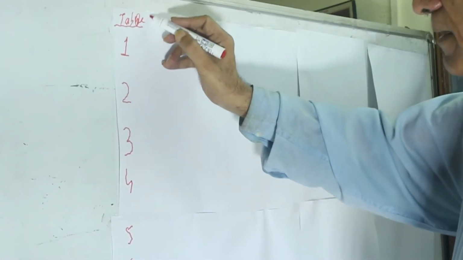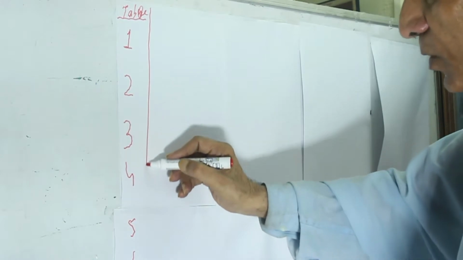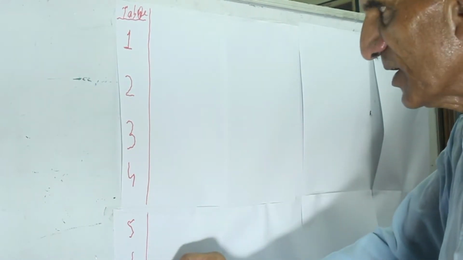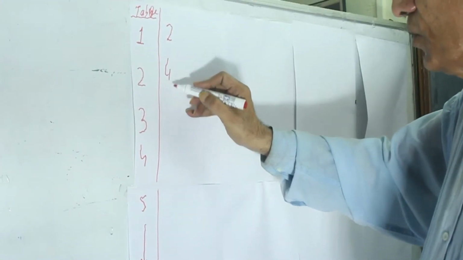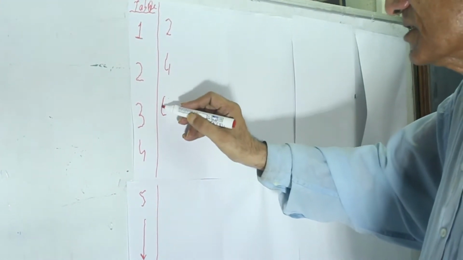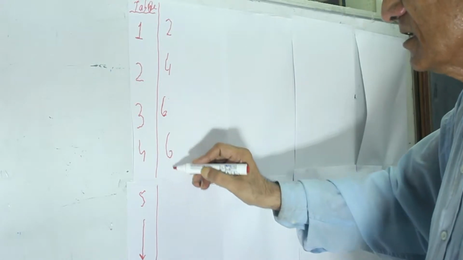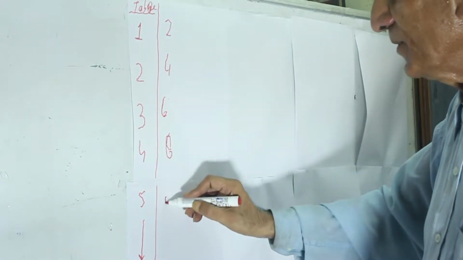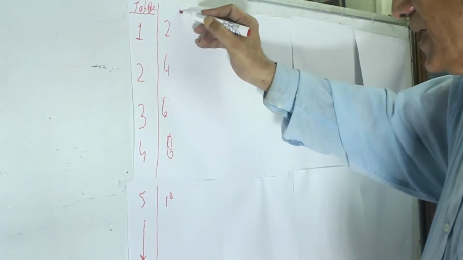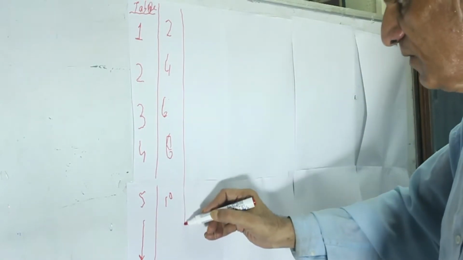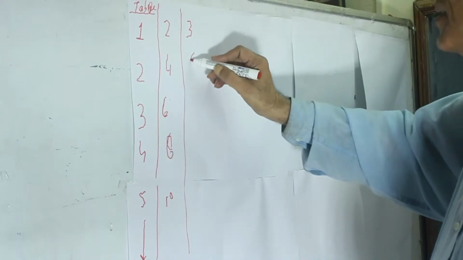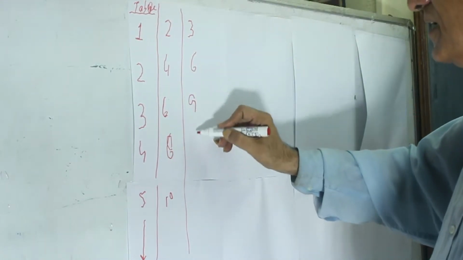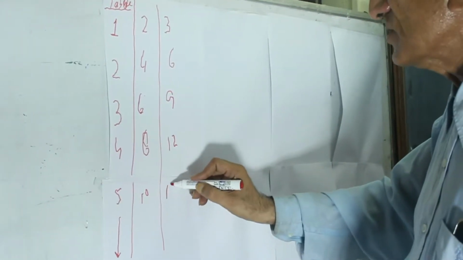This is table 1. Now the symmetry rule, we know, will help us reach value 2, 1 more than 4, 1 more 6, 1 more 8, 1 more 10, and so on. Likewise, the symmetry rule will help us reach table 3 as 3, 6, 9, 12, 15, and so on.